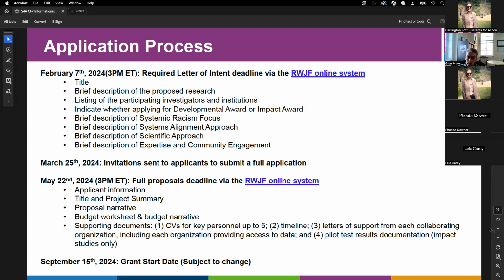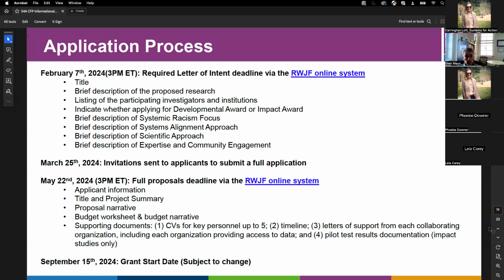As you know, internet problems can creep up, and also the foundation and we at the National Program Office will likely have limited ability to help troubleshoot problems if you're right up against the deadline of 3 p.m. on the 7th of February. So please get in, access the RWJF online system early, get familiar with it, get familiar with the letter of intent template, and submit that letter of intent as early as you can, just in case problems crop up with your internet connectivity or other things.